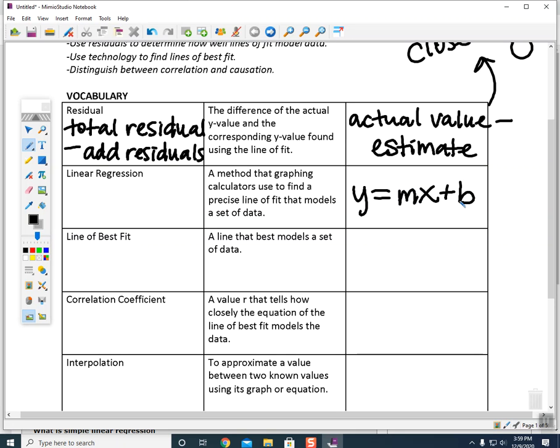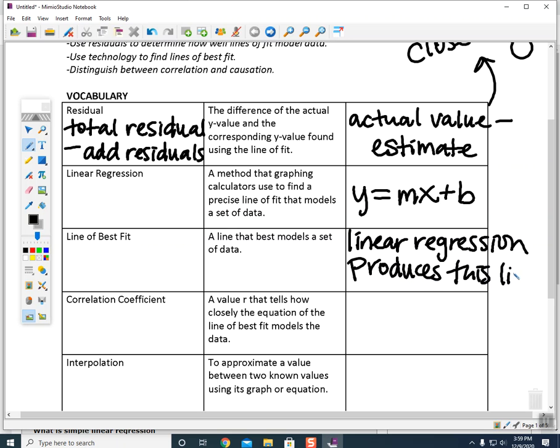The next one then is the line of best fit, or the line of fit. The line of best fit is the line that fits the data the best. Linear regression produces this. Okay, so when linear regression is done, it's going to spit out a line in the form y equals mx plus b. That equation is our line of best fit.